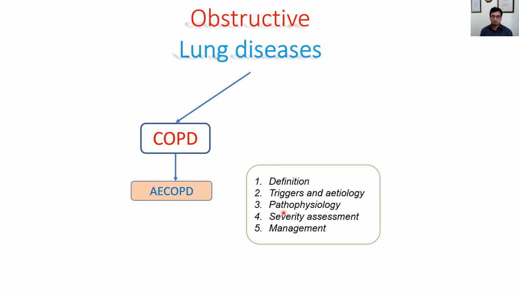In this video, I am going to focus mainly on the five important points: the definitions, the trigger and etiology of COPD. Then we will discuss about pathophysiology, because that's so important for examinations. So for the examination going students and postgraduate students, it's very important. And then we will also learn about how to assess severity of COPD or acute exacerbation of COPD both. And then we will discuss the management part, especially the AECOPD management.